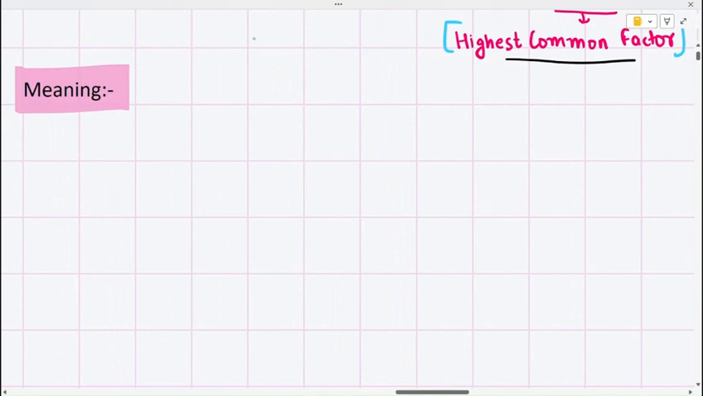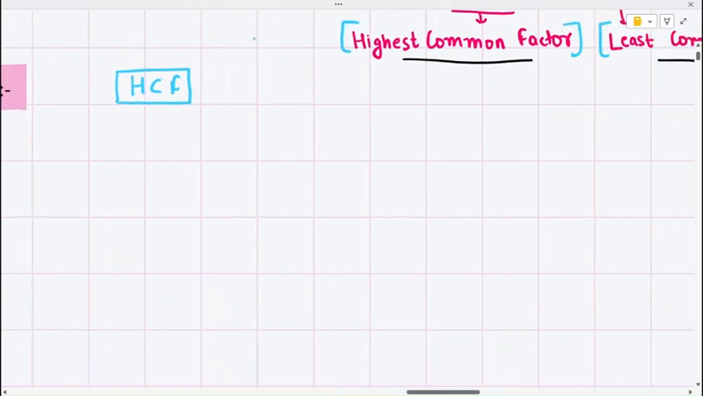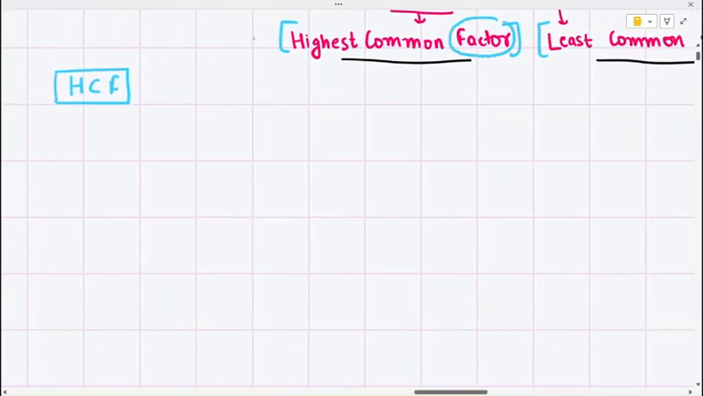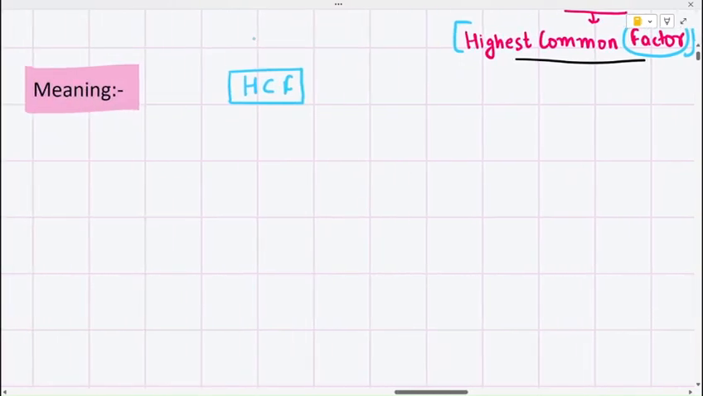So first focusing on the meaning. We'll take up HCF first. Now this term HCF includes a word which is factor. Now what is the meaning of factor? So factors are basically those numbers which have the ability to divide a particular number, जिसके कि हम factors निकाल रहे हैं, and give us a natural number as a result. For example, if we try to find out just the factors of the number 6, the factors of number 6 will be 1, 2, 3 and 6.